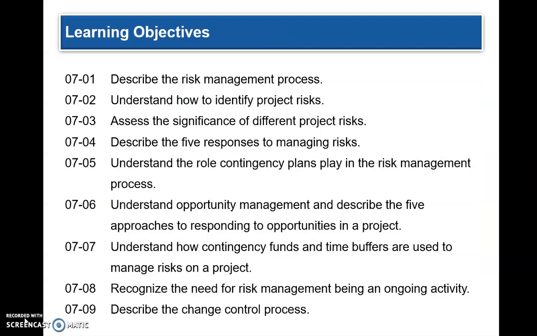So let us describe the risk management process in projects. For that, you need to identify the project risks. Once you identify the project's risks, then you can assess the significance of those project risks. And you can manage risks by planning some responses. One of the responses can be contingency plans, and we will see the role the contingency plans play in the risk management process.